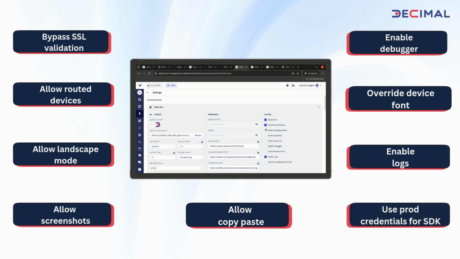Ninth, use prod credentials for SDK. If your app integrates with an SDK, especially for biometric authentication, enabling this will ensure it uses production credentials. Only enable this when your SDK is ready to go live. Otherwise, stick with sandbox test credentials.